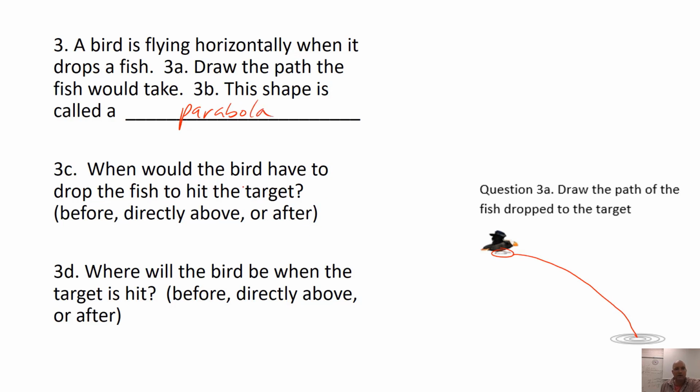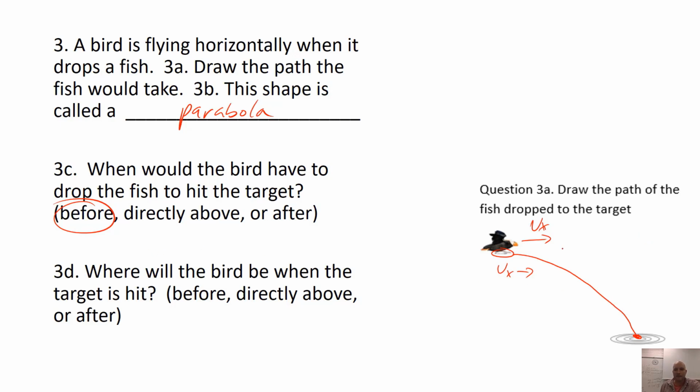And when would the bird have to drop the fish? Well, the bird is going at a velocity, and the fish is going to be going that same velocity because the bird has to be going the same velocity if it's actually holding the fish. So since the Vx is the same, the fish is going to keep going forward after it's dropped. So definitely it has to be dropped before the target so we can follow that parabolic shape. By the time the fish gets to this point right here, the bird's going to be over at this point.